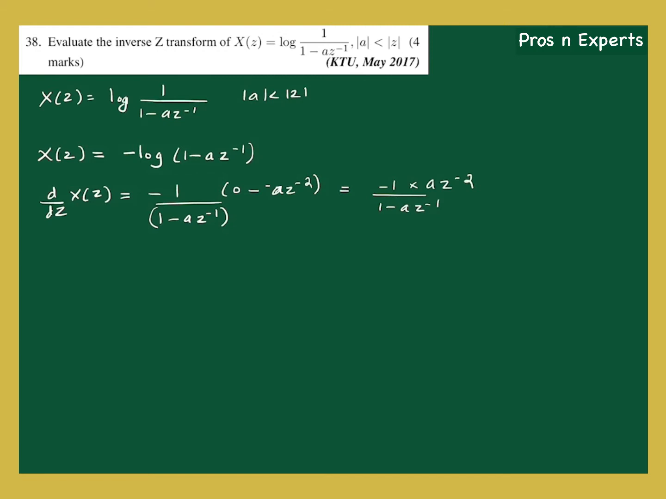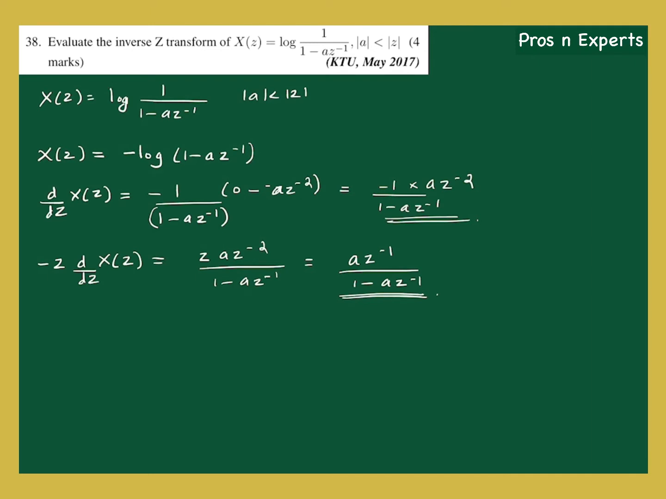Okay, now for some specific reasons I am finding out minus z into d by dz of X of z. We have already a function here, so I'm multiplying minus z to it, and that gives plus, right? Here is a minus and here is a minus, so plus z into a z inverse squared by 1 minus a z inverse, which will give you a z inverse by 1 minus a z inverse.